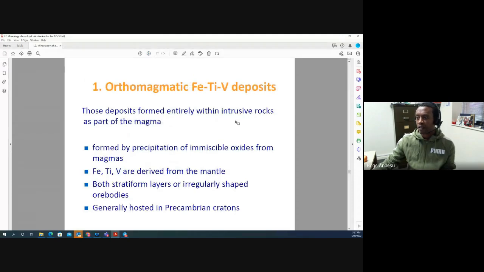So the magmatic deposits, as the name implies, are derived from molten magmas by precipitation. In this case, when you have magmatic activities or volcanic eruption, you have a molten silica with heavy elements like iron and titanium and vanadium.